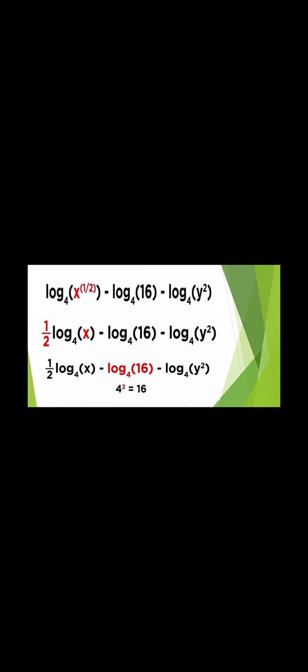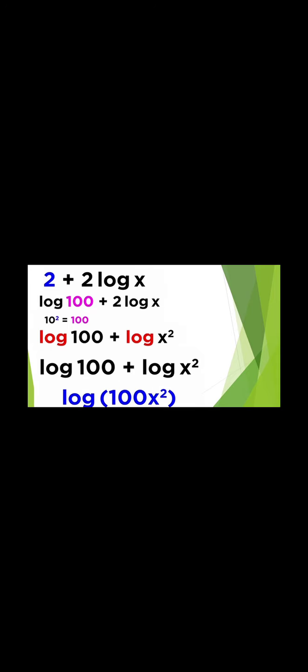Let's take some other expressions and see if we can condense them into a single log. How about 2 plus 2 log x? If we want to combine this into one term, we need a log on each term, so 2 has to become a log. The other log is applied to base 10. So how can we express the number 2 as a log base 10? Well, 10 squared is 100.